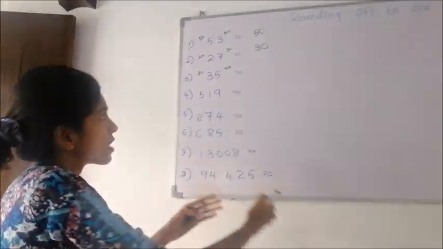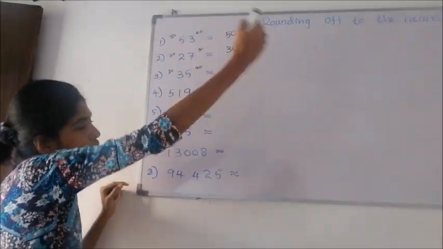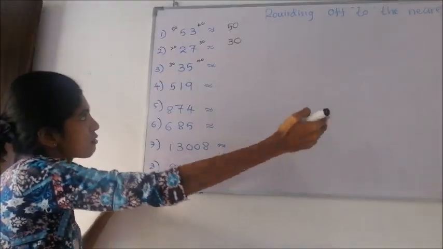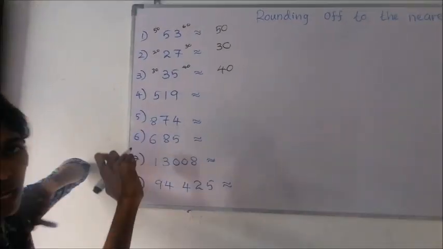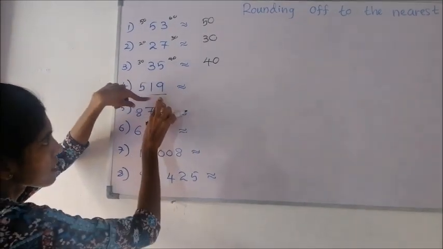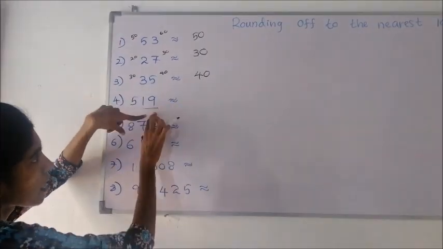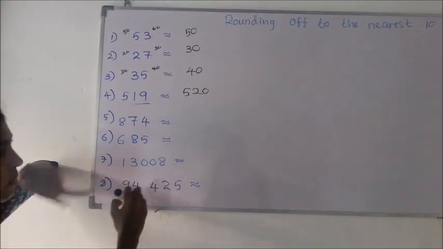Remember that, right? If it is the boundary, that should go to the next bigger multiple of 10, that means 40. Here 519, that is a 3-digit number. You look at 19 only. 19 is in between 10 and 20, and it is closer to 20, and this must be 520.